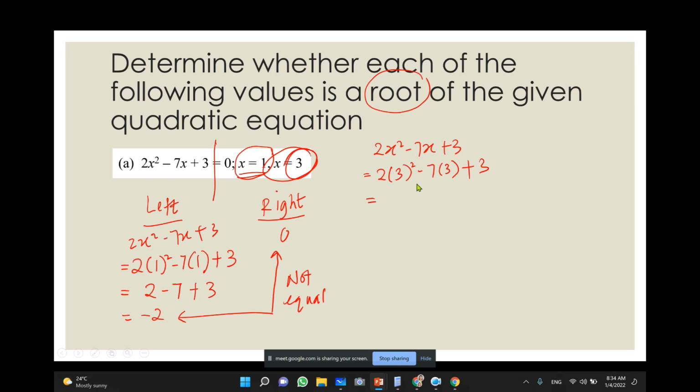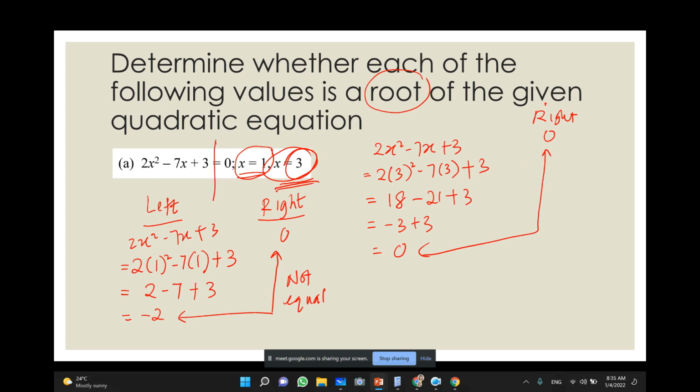Three squared is 9, right? 9 times 2, 18. You need to be fast. 7 times 3, 21, plus 3. So 18 minus 21 is negative 3, plus 3 equal to 0, right? The right is also equal to 0 just now, isn't it? Yeah, so they are the same. When they are the same, meaning that x equal to 3 is the root of the quadratic equation. Can or not?